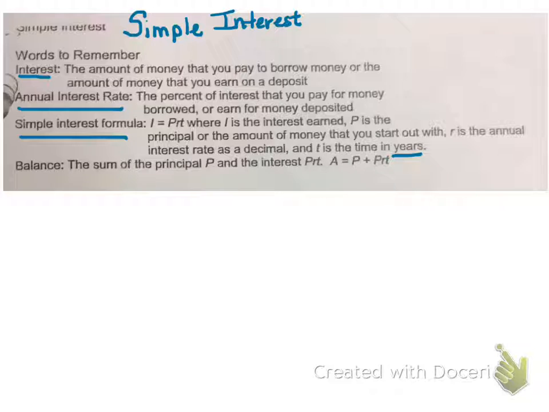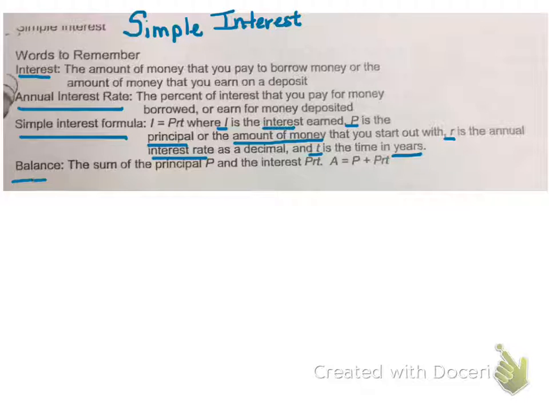So I'm just going to kind of underline these variables. So I is interest, P is principal or the amount of money that you start out with. R is the interest rate as a decimal, so you'll have to always move the decimal 2 places to the left. And T is time in years. Sometimes they're going to give you the time in months. If they give you the time in months, you're going to have to convert your months to years by dividing by 12.